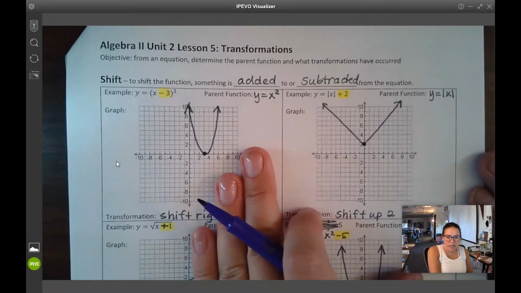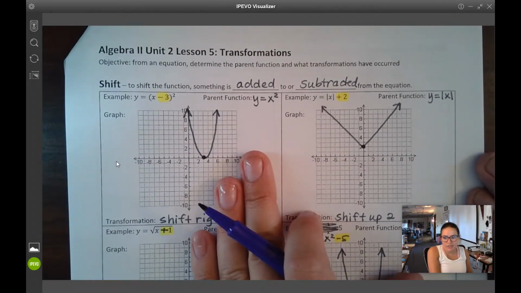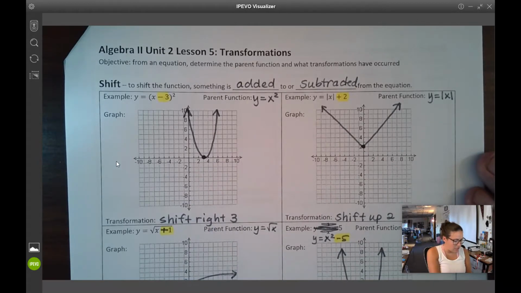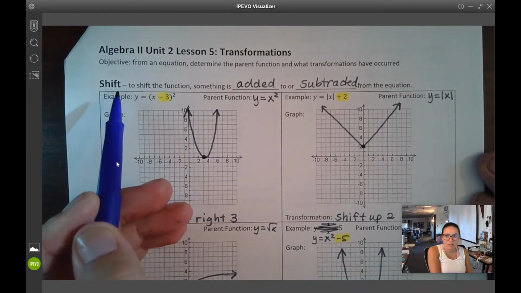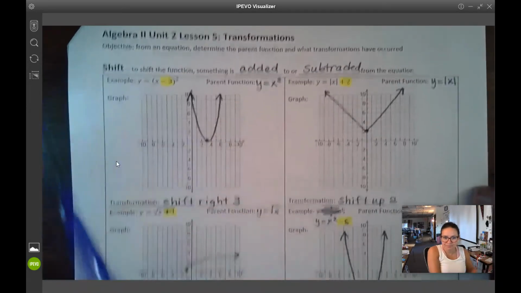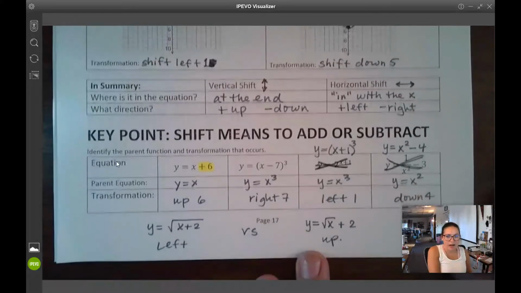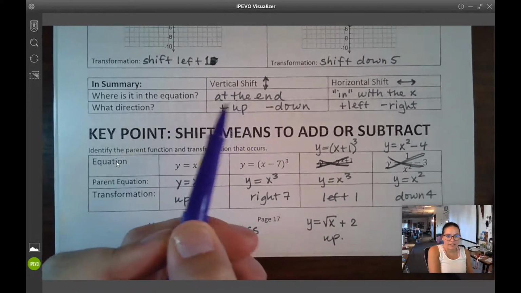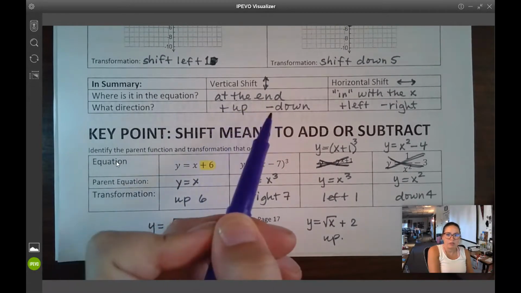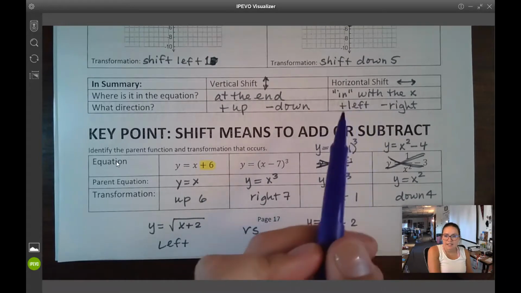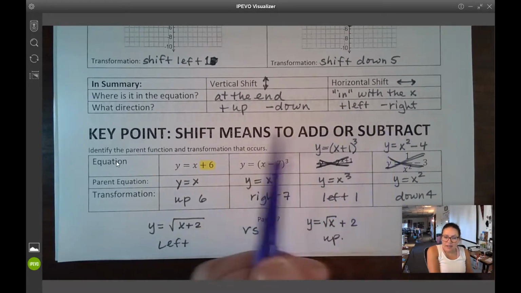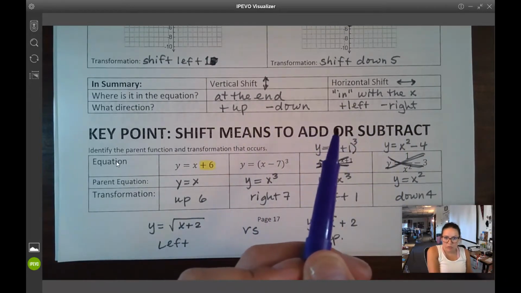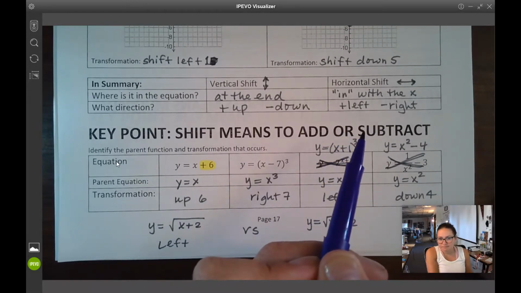Where we left off yesterday was talking about transformations on page 17 of the packet. And we talked about what it means to shift a function either up, down, left, or right. If it's at the end, it's going to move up or down. If it's in with the x, it's going to move left or right. And which one of those depends on whether we're adding or subtracting.